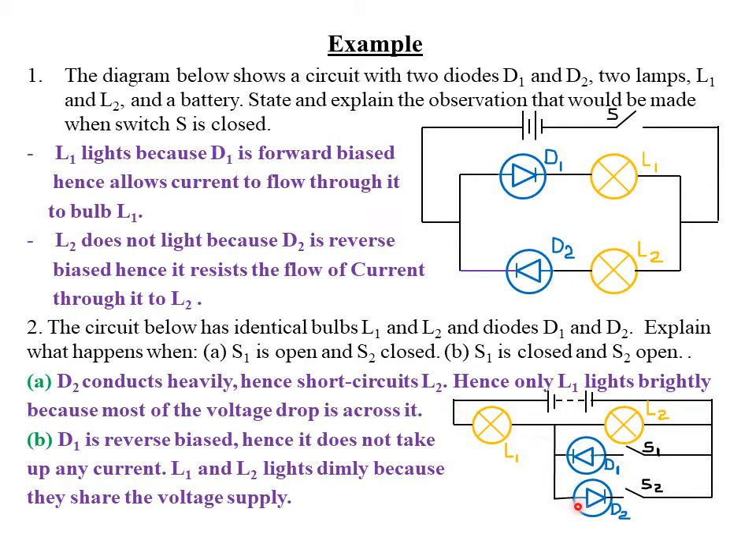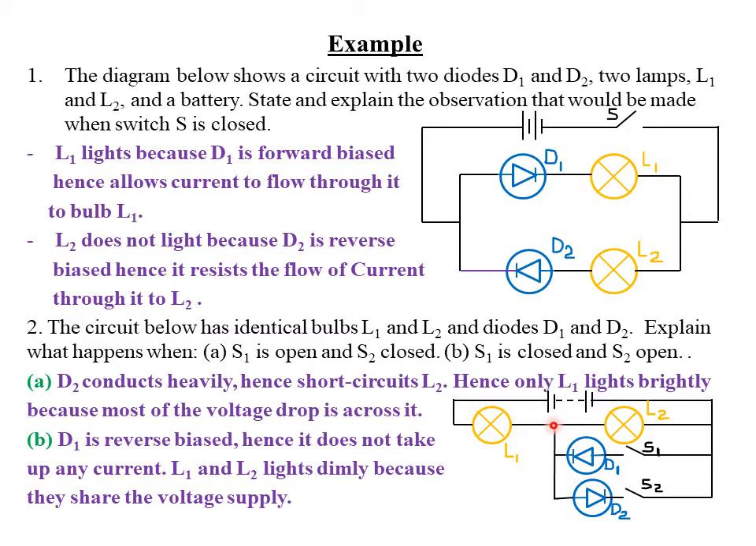Because the diode D2 is forward biased, as the p-type region of D2 is connected to the positive terminal of the battery and the n-type region is connected to the negative terminal, it is going to short circuit the bulb L2. To short circuit simply means that the diode D2 is going to draw most of the current. So most of the current will flow through L1.